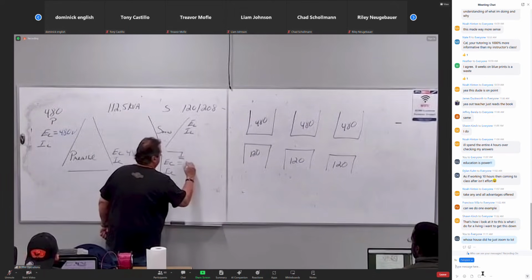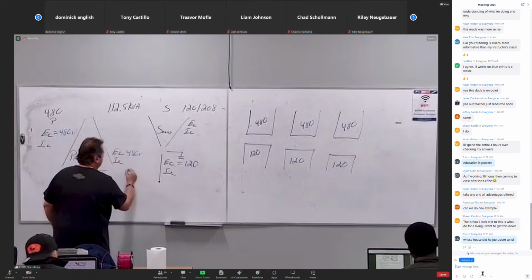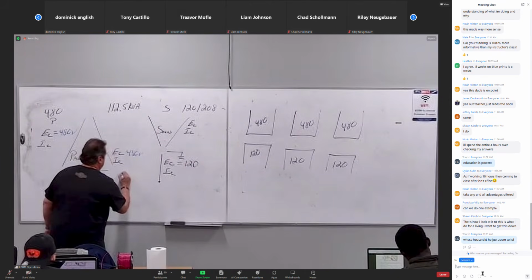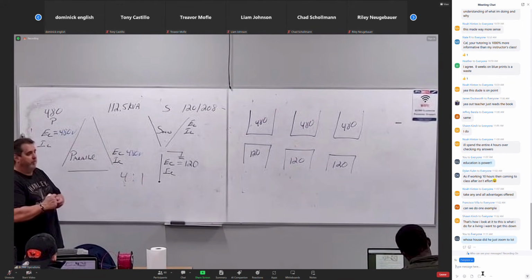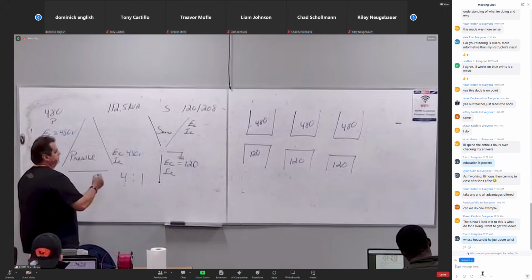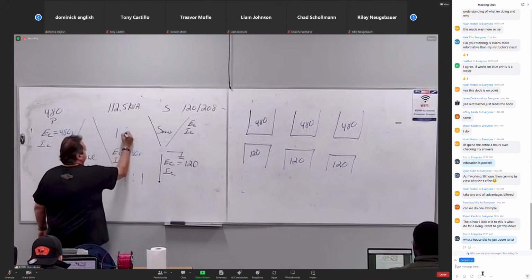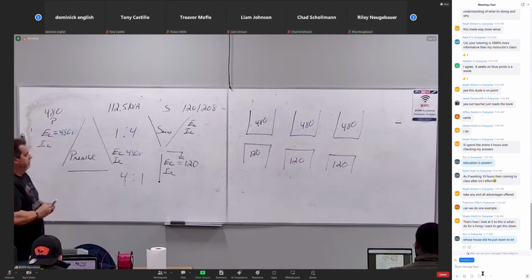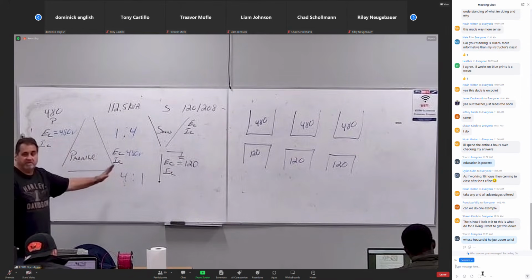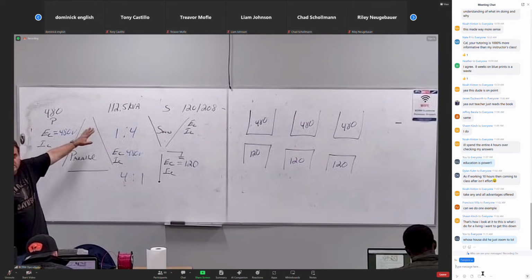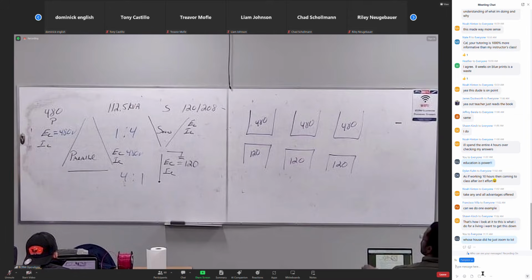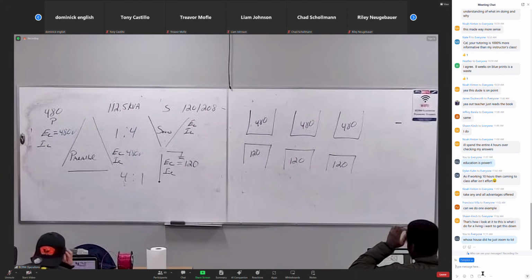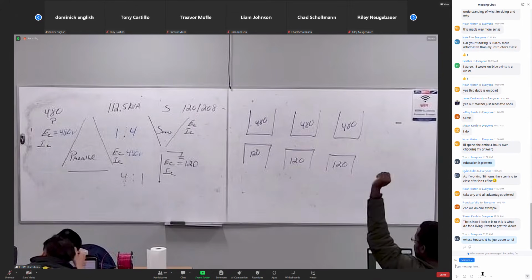We know that this is 120. So because this is 120, I have a voltage ratio of what? 4 to 1, correct? Yeah. What would my current ratio be then? 1 to 4. That's my current ratio in the coils, not in the line. Does that make sense to everybody? Yes, no, maybe? Okay. Everybody good online so far?